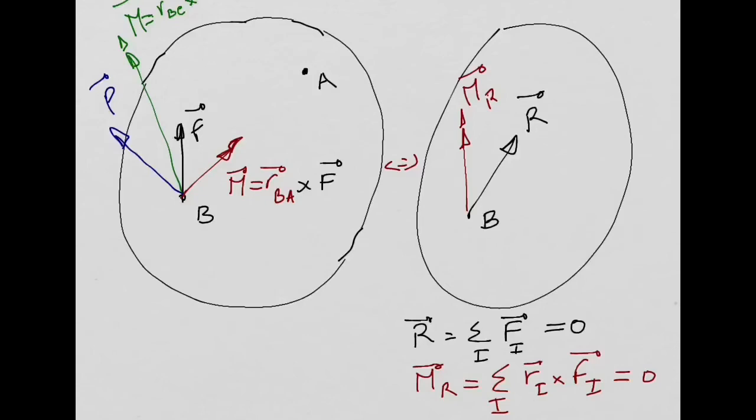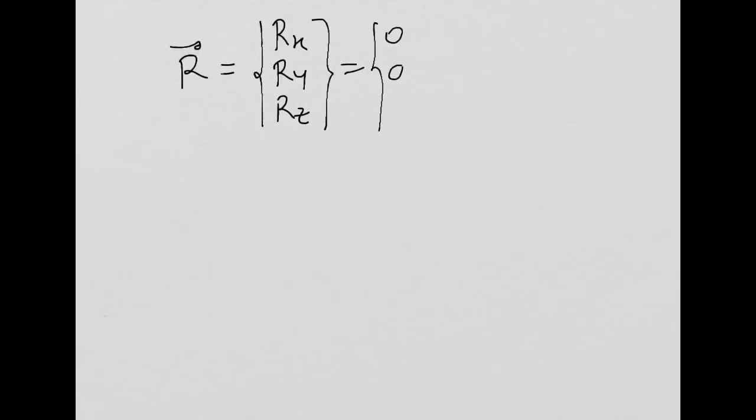X component of the moments equal to 0. Y component of the moments equal to 0. Z component of the moments equal to 0. So what I'm saying is that we will have something like this: resultant of the forces, we are going to have X components, Y components, Z components. They all need to be equal to 0.